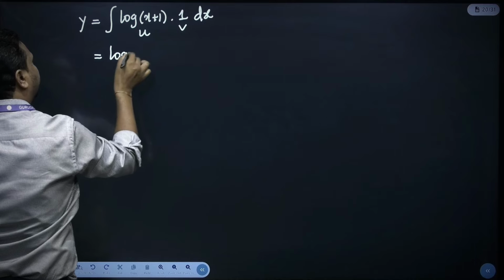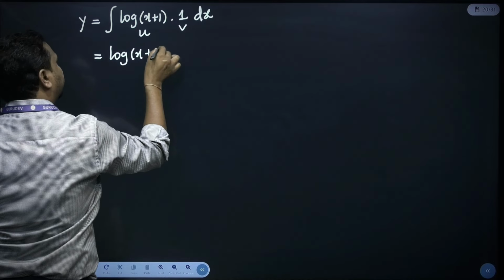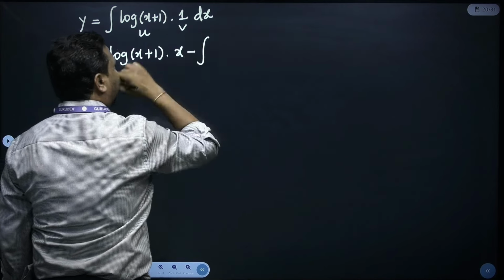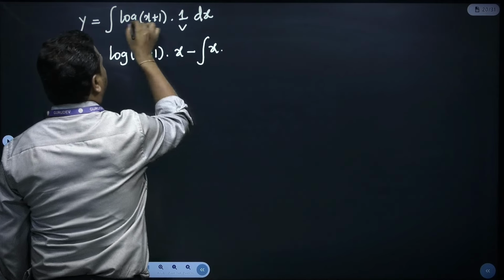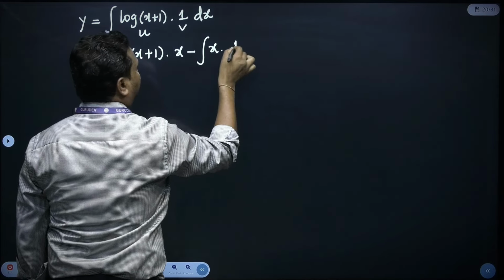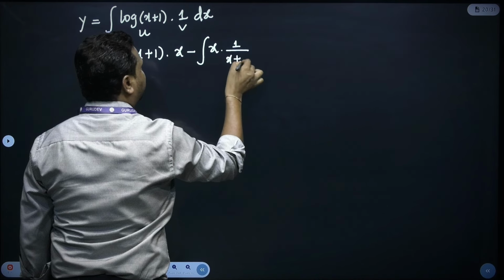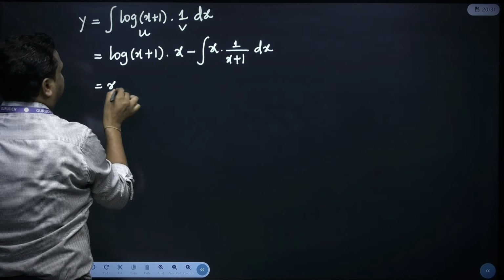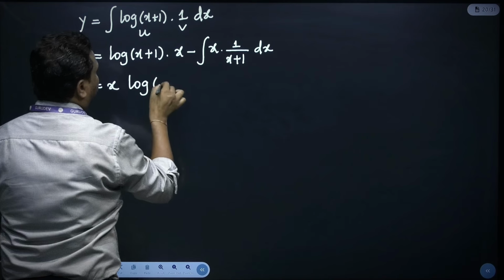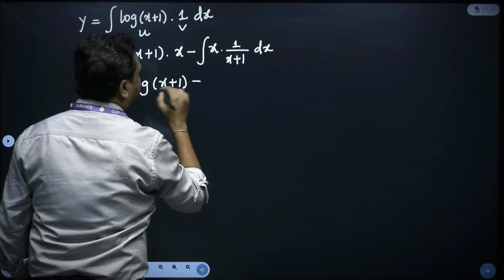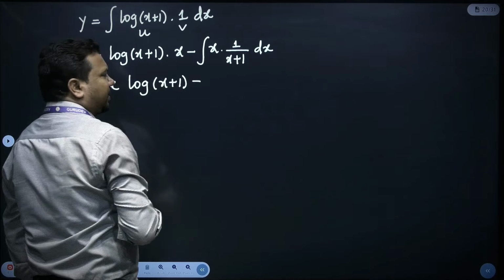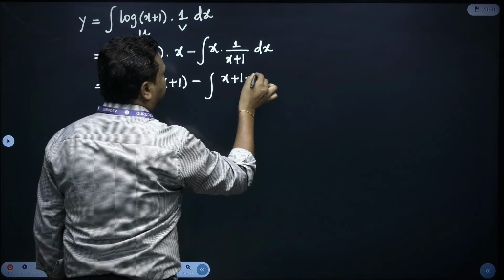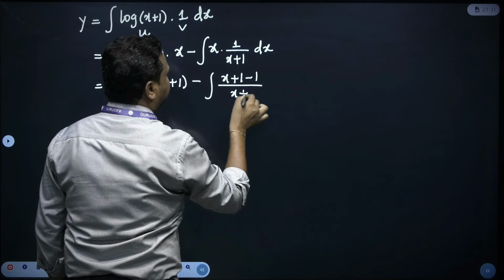Log of x plus 1 into integral of 1 is x, minus integral of x into differentiation of log of x plus 1, which is 1 divided by x plus 1 dx. So this becomes x times log of x plus 1 minus the integral of x divided by x plus 1 dx. So I will add and subtract 1 in the numerator, divided by x plus 1, dx.